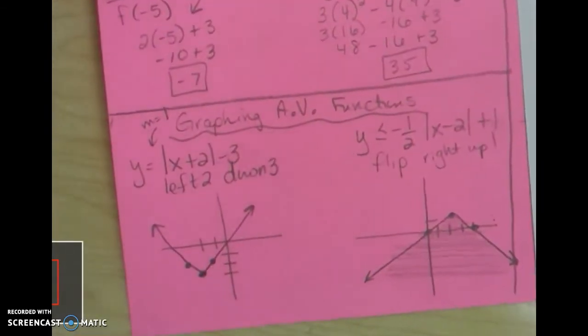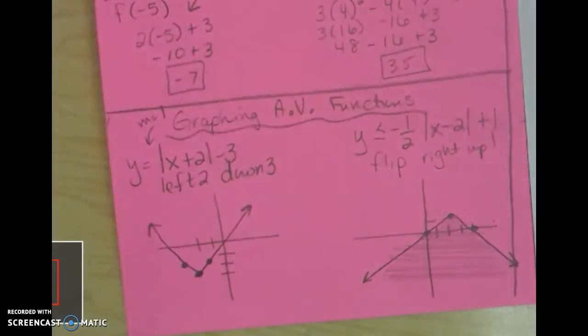And then the last one we have is graphing absolute value functions. That's the one today. We've gotten pretty good at this. Remember, the inside number tells you left or right. The outside number tells you up or down. And if there's a number in front, that's the slope. So this one doesn't have a number in front, so then it just goes up 1 over 1. And remember, absolute value, it has a v, so it looks like a v.